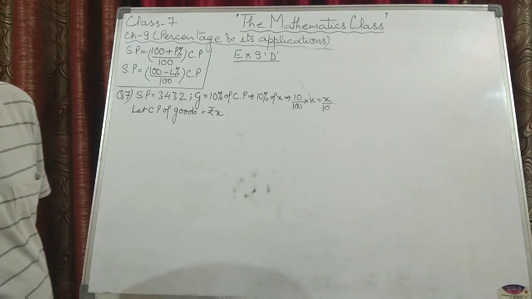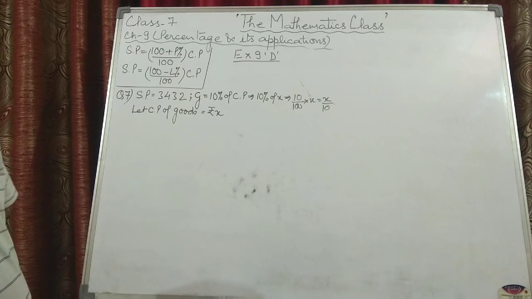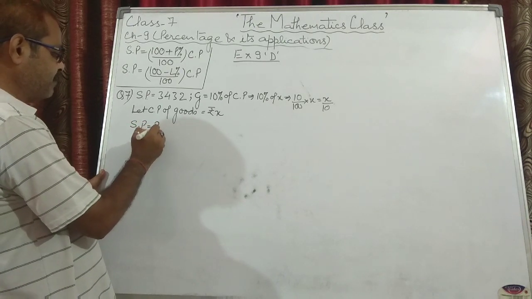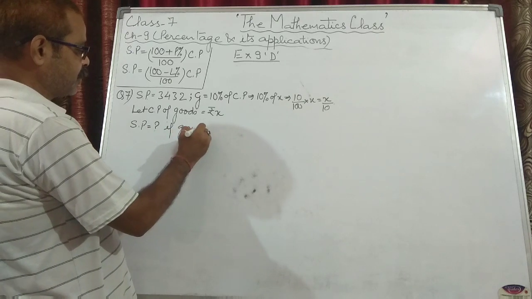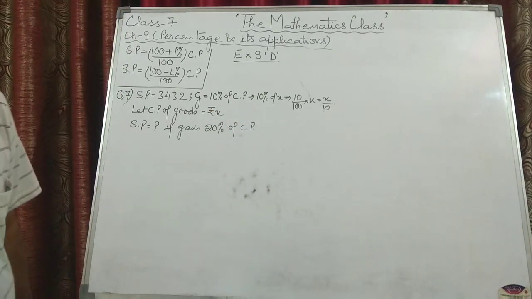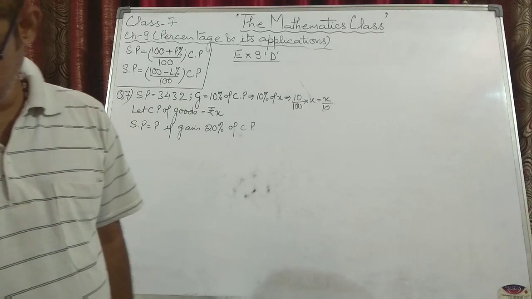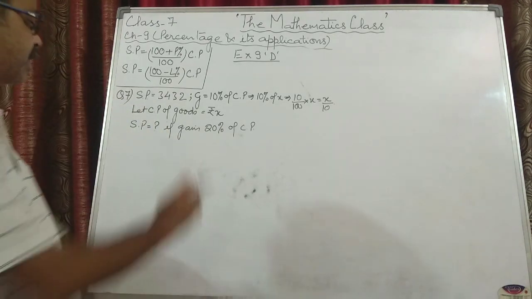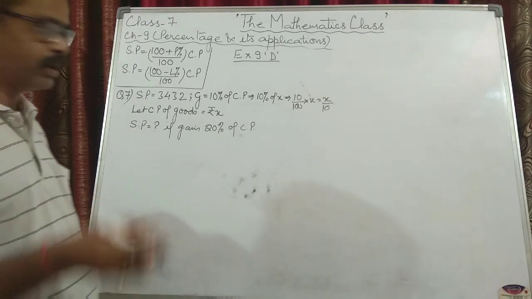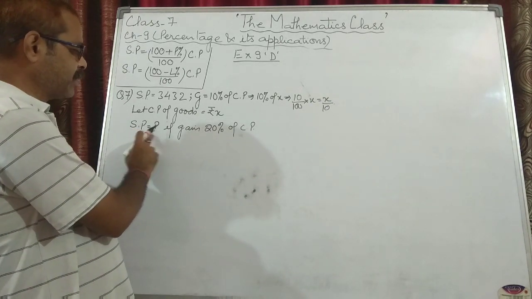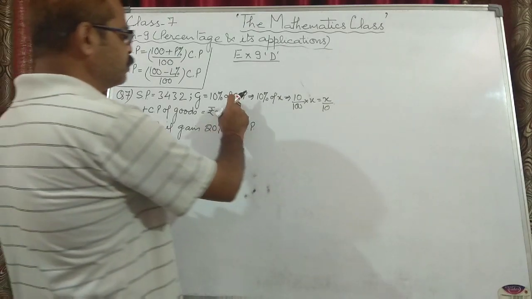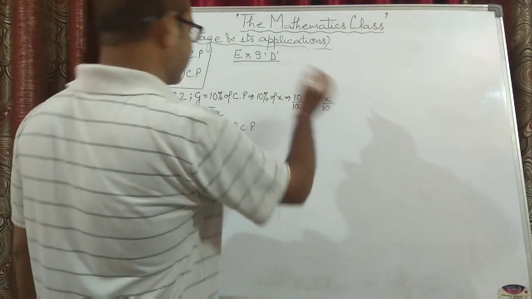Now what do they say? They say at what price should they have been sold so as to gain 20%. We have to find the selling price if the gain would have been 20% of cost price. I'll read the question again: at what price should they have been sold so as to gain 20%? Gain is 20% of cost price, because profit and loss are always calculated on cost price. So simply we can say find the selling price if gain is 20% of CP. So we assumed the cost price as X and the gain is X upon 10.